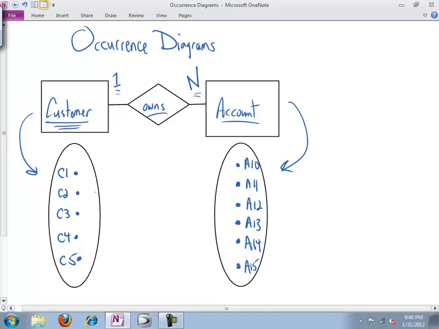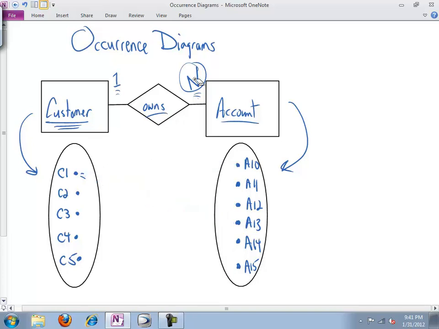So if we're saying that a given instance of a customer can own multiple accounts, what we're saying in effect is this is possible. Customer 1 owns account A10 and account A12, and what the heck, let's make them really well-to-do, and account 13. If this is many, then this would be okay. Okay, so that's what we see with an occurrence diagram.